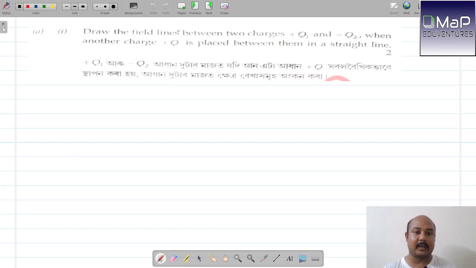Draw the field lines between two charges plus Q1 and minus Q2 when another charge plus Q is placed between them in a straight line.